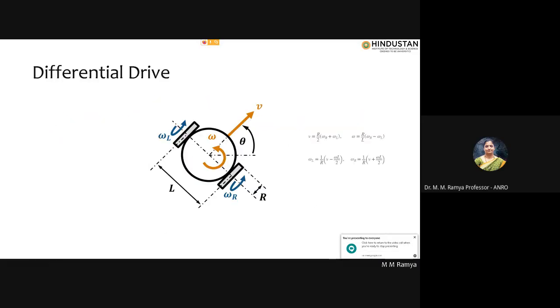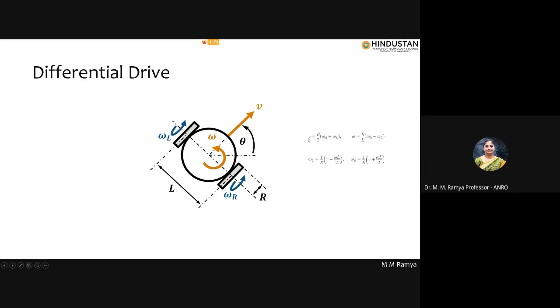Okay, so this is something that we discussed yesterday on the differential drive motor. Just a quick recap of what we discussed, because this is essential to go forward for today's topic. If you know the radius of the wheel, represented by R, and the length between the two wheels, represented by L, and provided you know the linear velocity and the angular velocity for the wheels, you will be able to calculate V and omega, right?